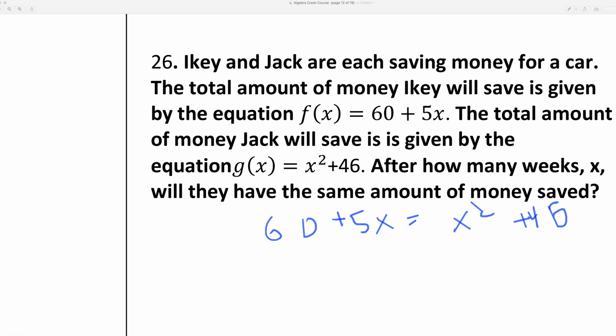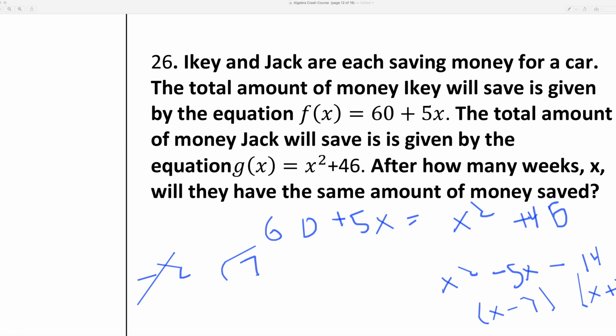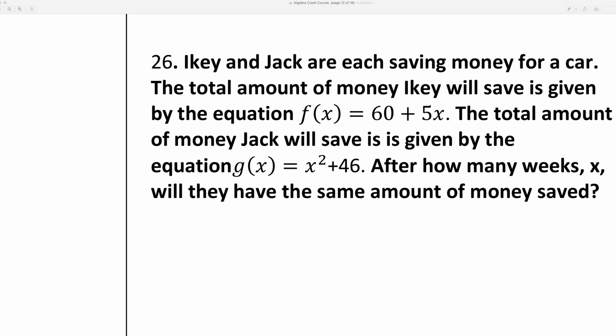You would solve by bringing everything over to that side. So x squared minus 5x minus 14. You would factor and you would get (x minus 7)(x plus 2). And there's no such time, so you would get two answers, -2 and 7, but is there such thing as -2 weeks? No, there's not. That would be rejected, and the answer would be 7.